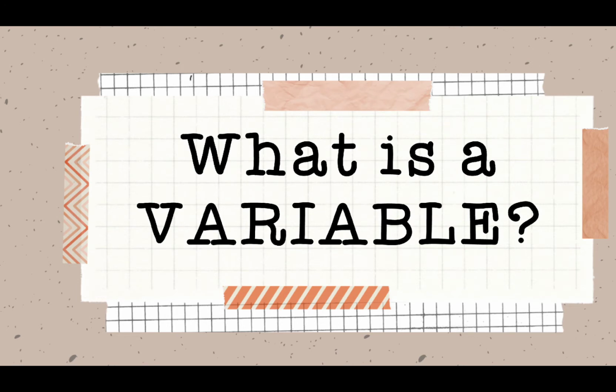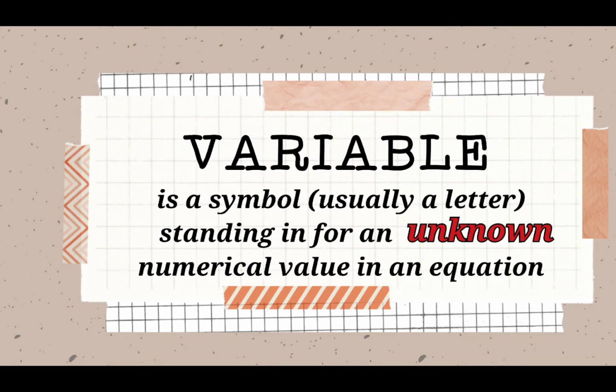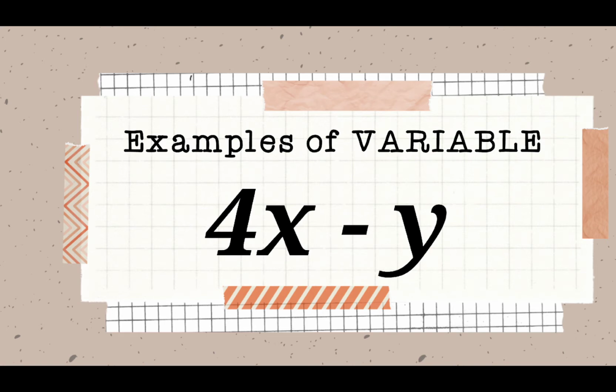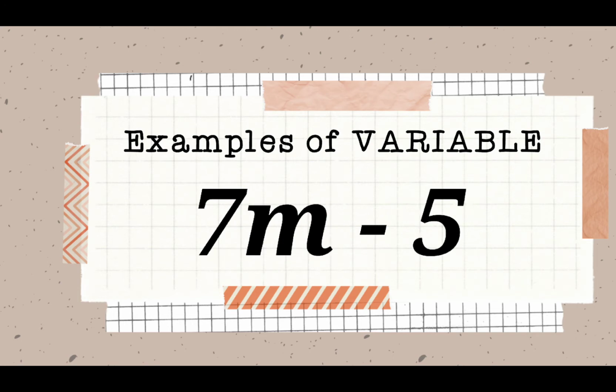So, what is a variable? A variable is a symbol that is usually a letter. And this is an example of a variable. 4x minus y. Our variable here is x. In our second example, 7m minus 5, our variable is m.